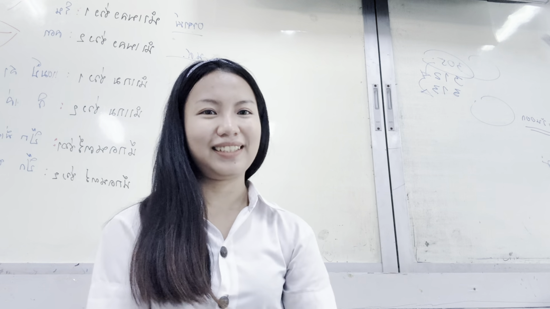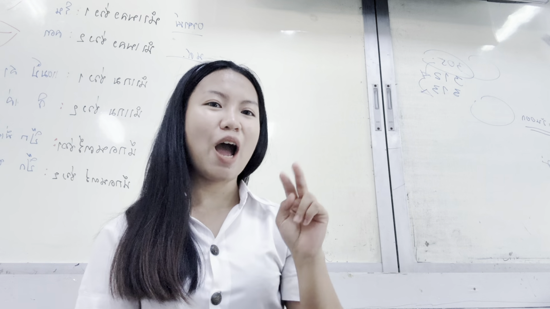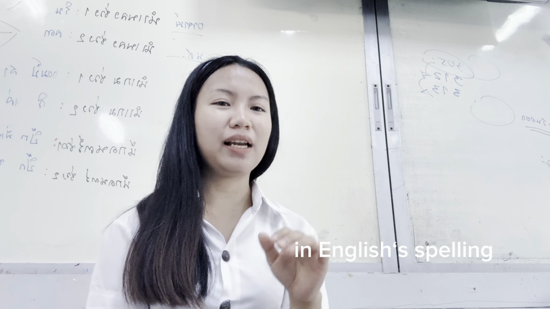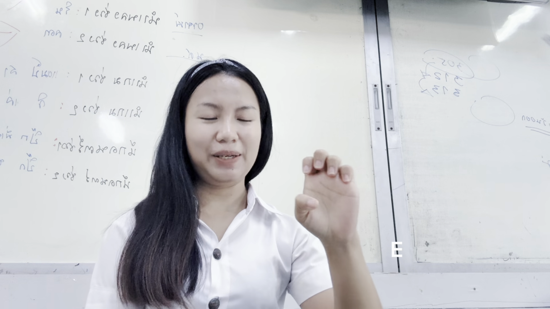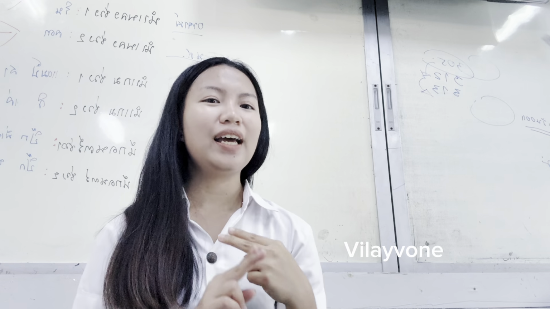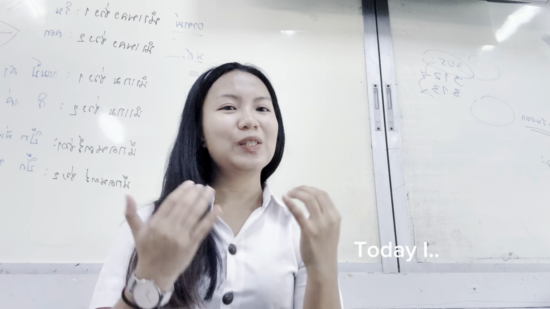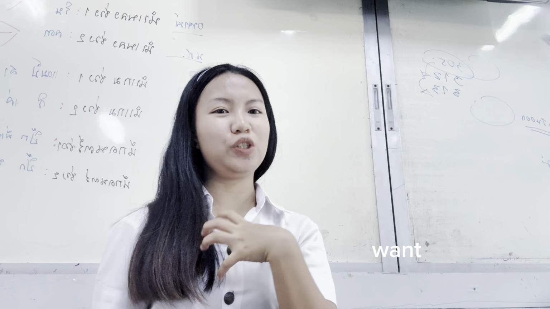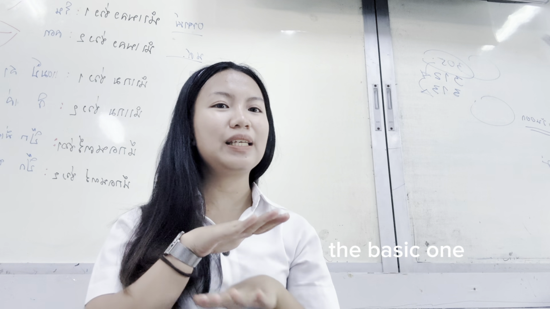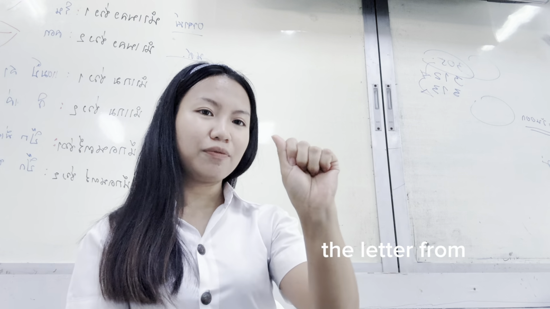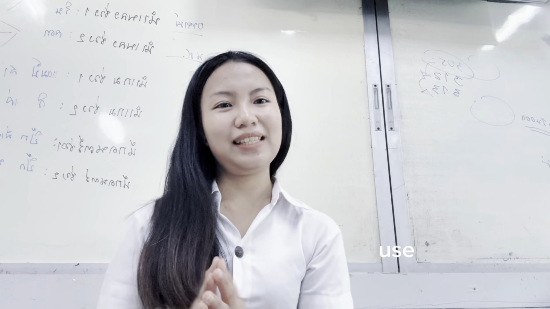Okay, so this is hello, my name is V. So in English spell like Vilaywon. So that is my name, Vilaywon, and I am from Laos. So today I want to share about sign language, the basic one from the letter A to Z. Let's see how to use it in sign language.